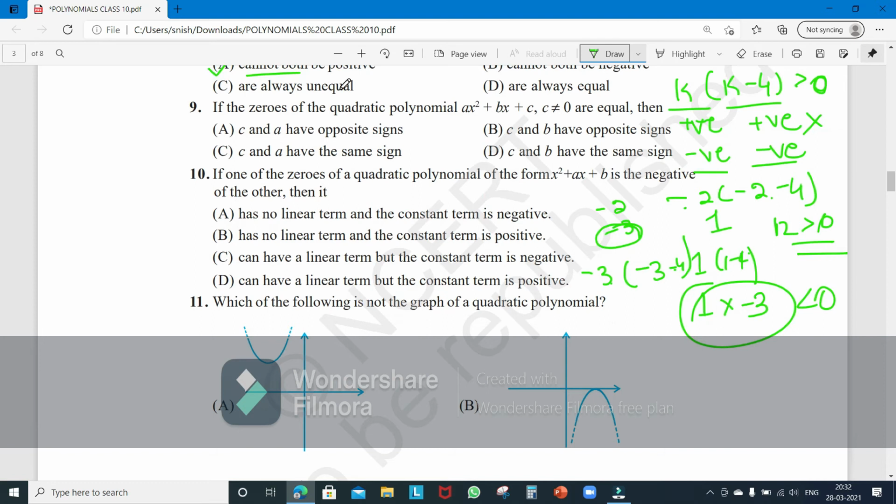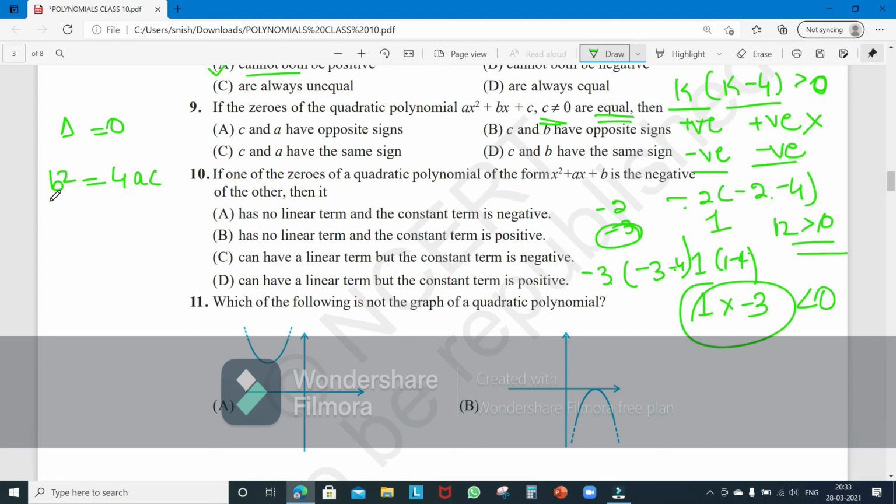Next, moving on, 9th question. If the zeros of the quadratic polynomial are equal, then we have to find what the signs are, right? So again, if they are equal, then the determinant should be 0, real and equal. So the determinant is b square minus 4ac, you can write it as b square equals 4ac. Now c can't be 0, this condition is important.